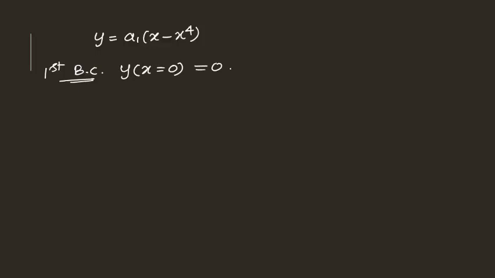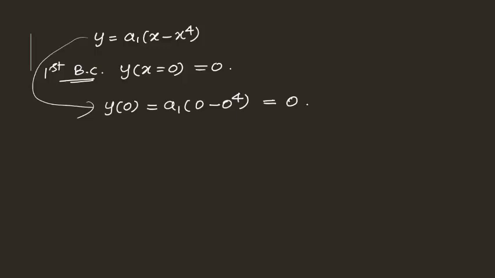The trial function is y is equal to a1 into x minus x power 4. The first boundary condition is y at x is equal to 0 is 0. That is, when x is equal to 0, the function y is equal to 0. By applying the first boundary condition in the trial function, y of 0 is equal to a1 into 0 minus 0 power 4. So 0 minus 0 is 0. So y of 0 is 0.